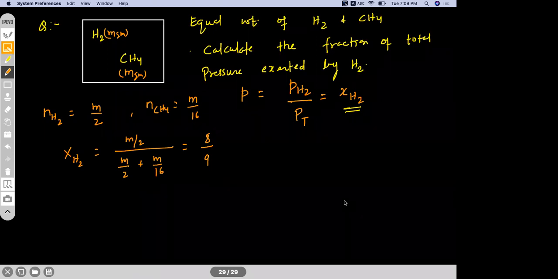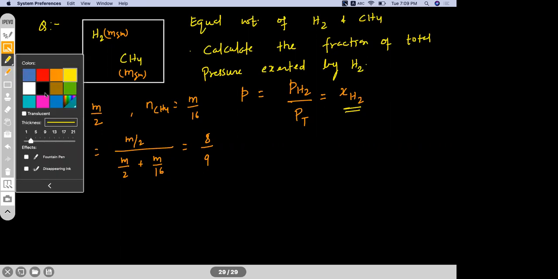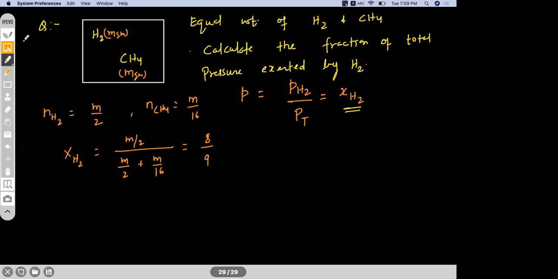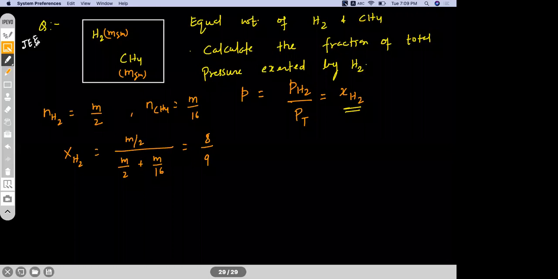Tell me, this is what you have done, all of you, right? Yes. So we have an alternate way for this, a better way. I'll show you that. By this, you can do that, but it will take some time. First of all, you see, this question was asked in JEE. Exactly the same question they have asked in JEE.